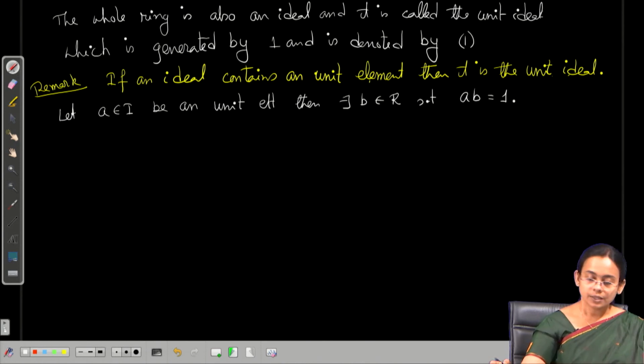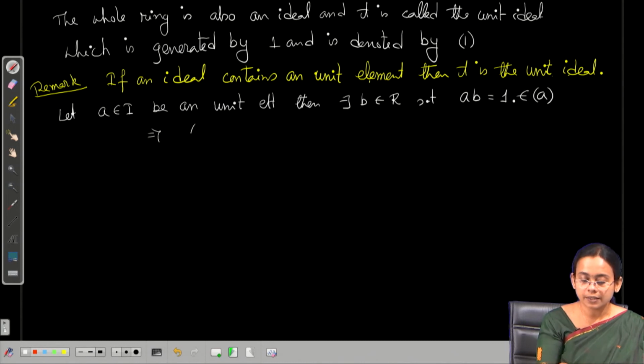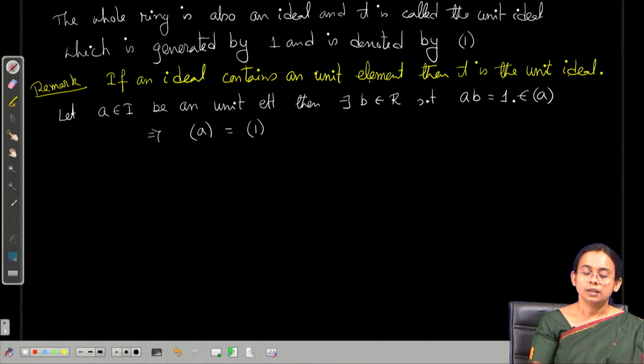But now, this belongs to the ideal generated by A, because A B, any multiple of A, also belongs to the ideal generated by A. Therefore, A B belongs to the ideal generated by A, that means the multiplicative identity belongs to the ideal generated by A, which implies that the ideal generated by A is nothing but the unit ideal. Therefore, if an ideal contains a unit element, then it is in fact the whole ring, which is known as the unit ideal.